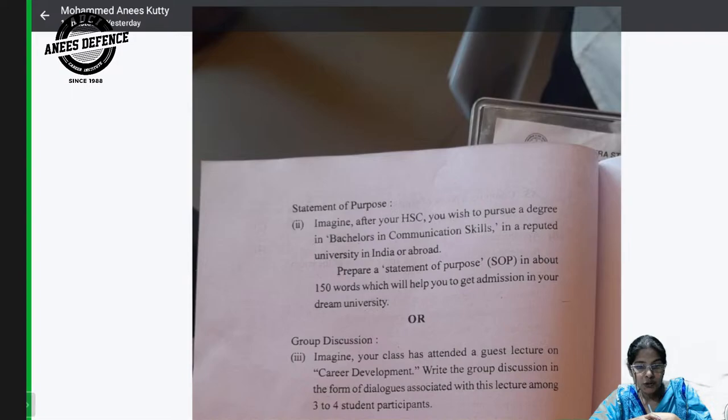So it's absolutely okay. The whole idea of this group discussion is to talk about what stayed with you at the end of the guest lecture, which was on career development. And there are four or five students who are speaking about it. All right. So that was again 4 marks. Moving to the next one.